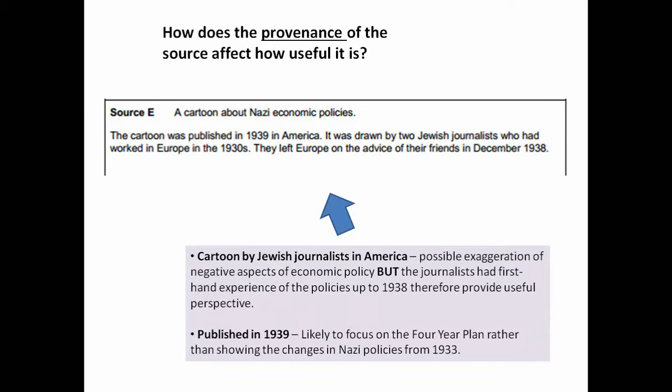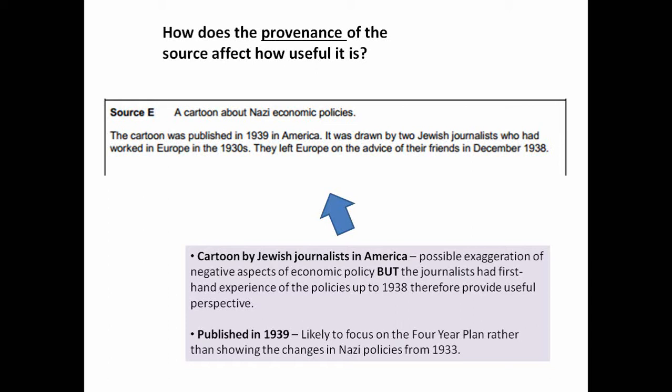So the first thing is that the cartoon is by a Jewish journalist in America, and so what I'm going to say about that is that there may be some possible exaggeration of the negative aspects of the economic policy, because clearly these people aren't going to be fans or supporters of the Nazi Party.